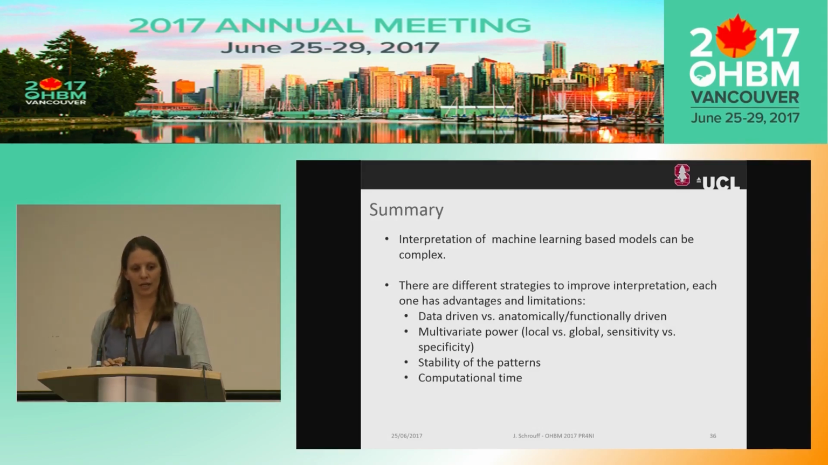So in summary, interpreting the weight maps of machine learning-based models can be complex. There are different strategies to improve interpretation. They all have advantages and limitations, whether you want something that's data-driven or anatomically or functionally driven, what kind of multivariate power you want, and whether you want to include stability of the patterns in your interpretation at all. Then computational time, but I guess the further we go, the less and less of a burden this is. But this is just a personal point of view.